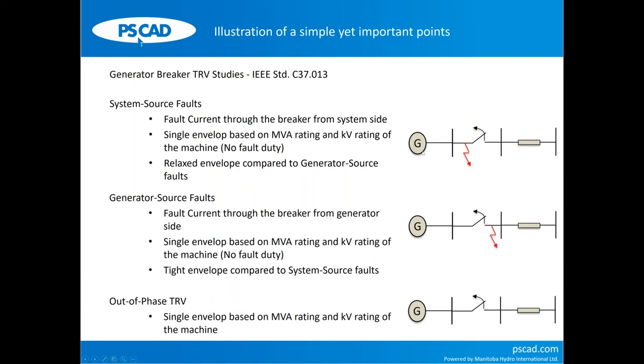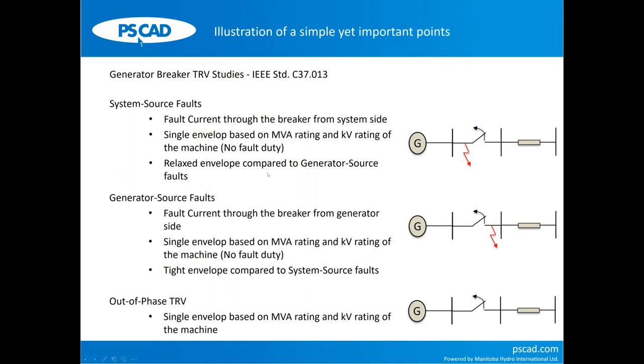Generally, if you compare the two capability curves, the system source fault curve is a bit relaxed compared with the generator source fault TRV capability curve. So those are the things you should have some idea about before you perform the simulation. Also for generators, you have to perform the out-of-phase TRV, and in the same standard a different capability envelope is defined for the out-of-phase case. So that's the main difference in generator breakers compared with any other station breaker.